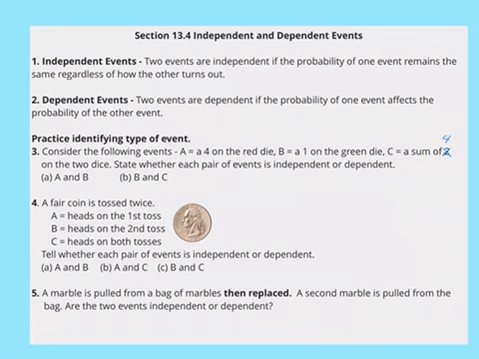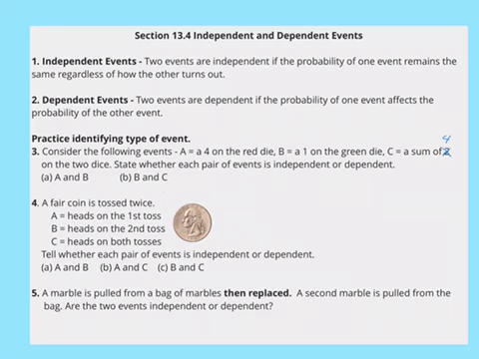So if we go ahead and look at this example, we have 3 different events we're looking at. We have event A, which is going to be rolling a 4 on the red die. Event B is rolling a 1 on the green die. And then C is the sum of the 2 dice is going to equal 4. We want to determine whether each pair of events is independent or dependent.